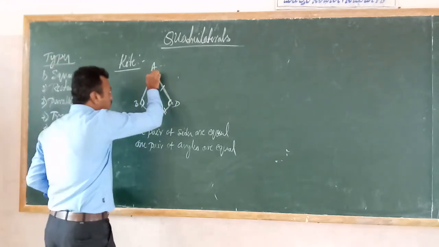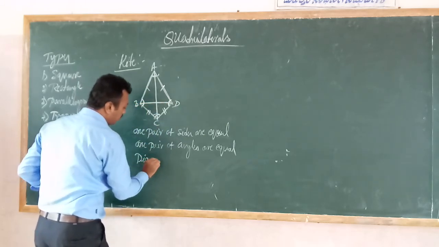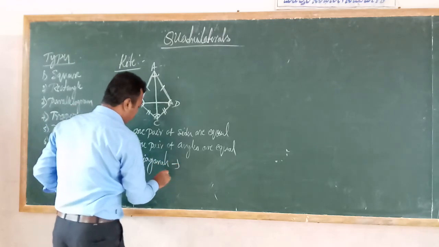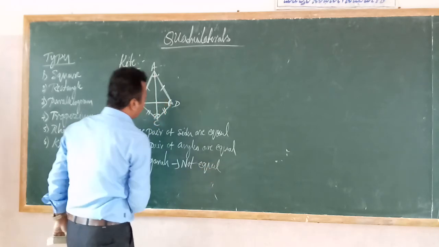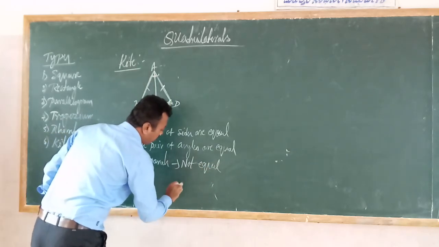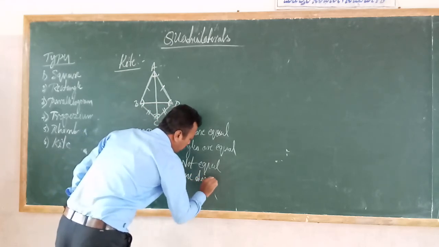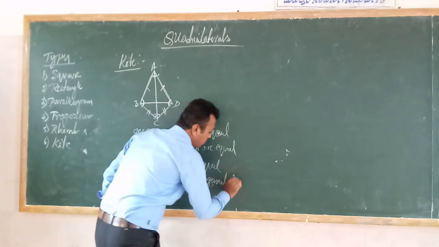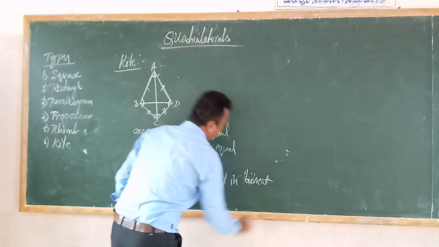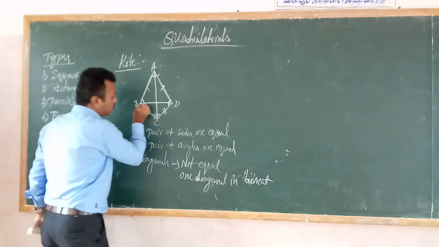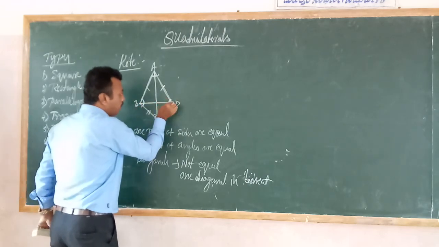And come to the diagonals. AC and BD are the diagonals. Diagonals are not equal. But one diagonal bisects the other. Which diagonal? The diagonal joining the vertices whose opposite angles are equal bisects the other.